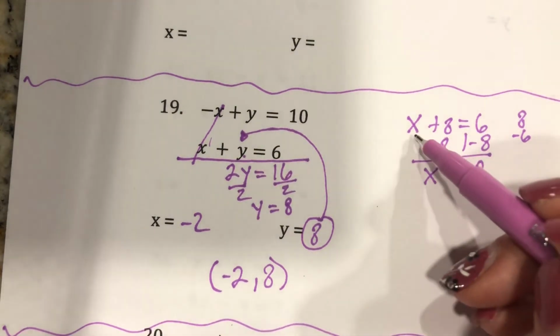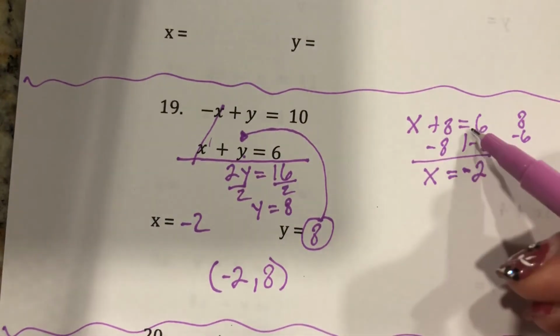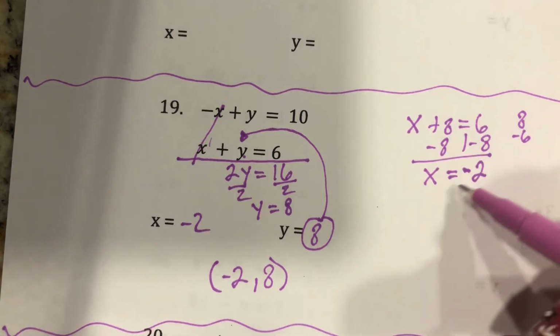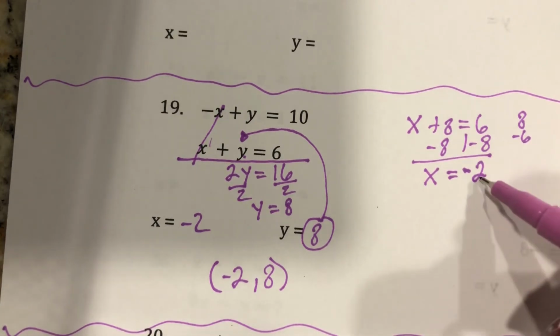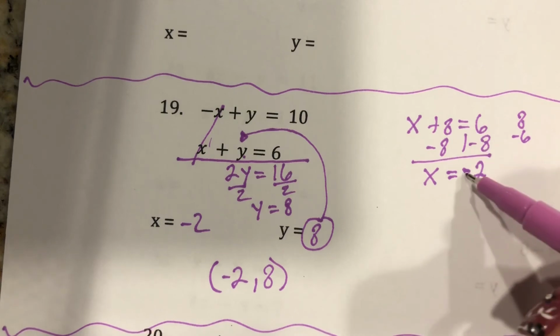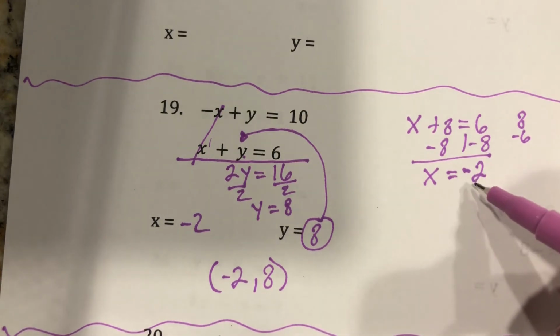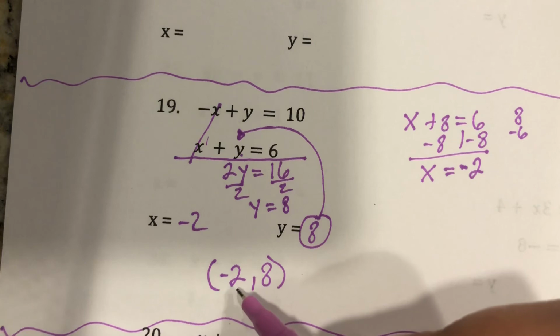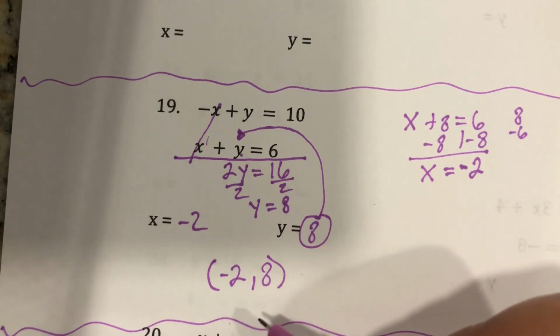So I get x plus 8 equals 6. Subtract 8 from both sides. 8 minus 6 is 2. The 8 is bigger, so it's going to be negative, so x is -2. So my point of intersection is -2, 8.